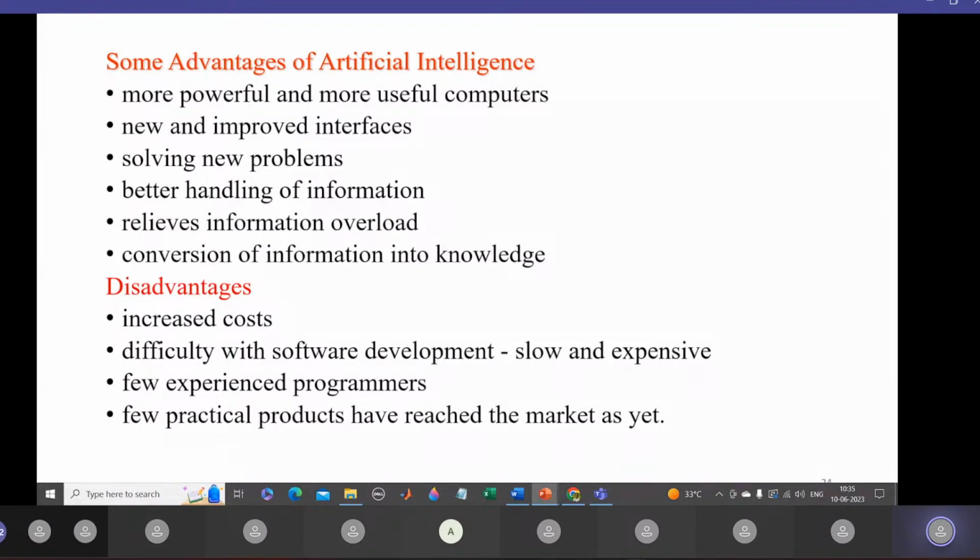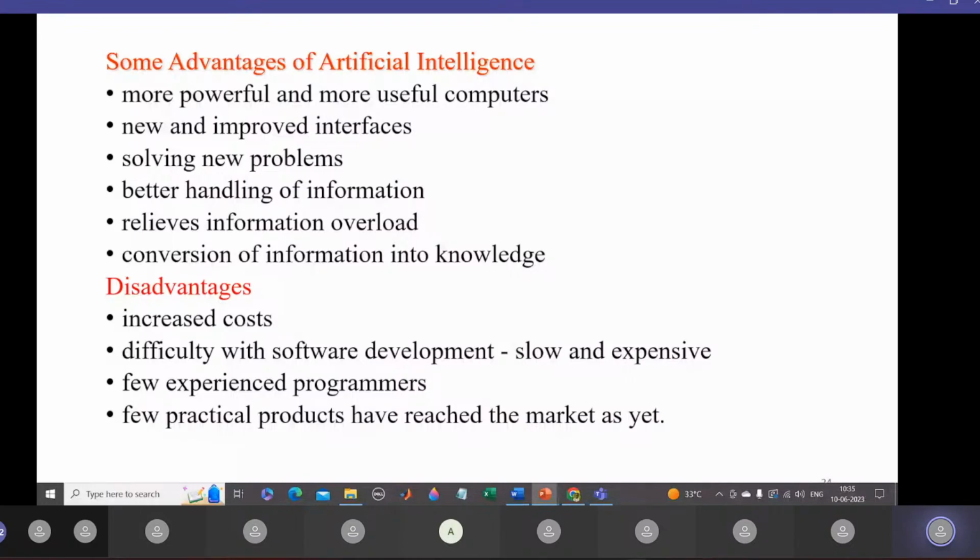And then, we may have gathered all the information. So how to make it work? This we give to the system. And the disadvantages: cost is increased, and it is very difficult to develop software for this. It might be slow and very expensive. And you should have some experienced programmers. And then you should have some practical products.